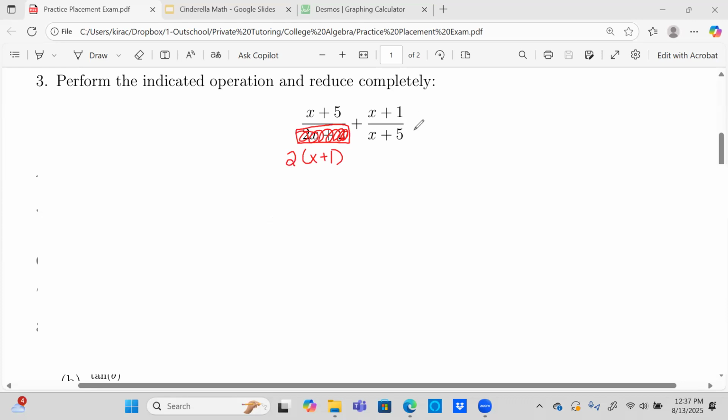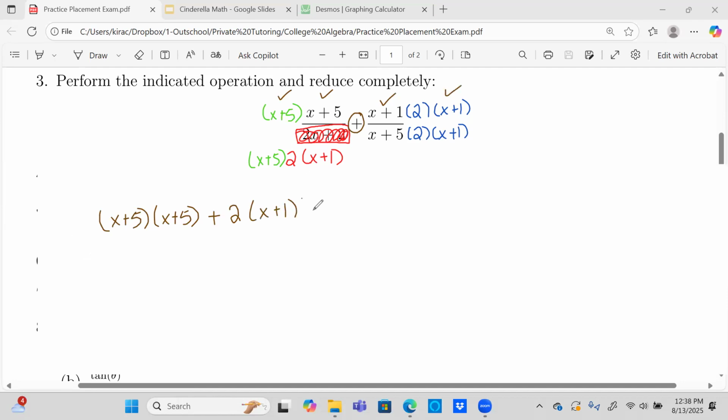Okay, now we're getting a common denominator. So this side needs a 2, and he needs an x plus 1. And you have to be fair and do it to the top. And the other side is missing an x plus 5. And you have to be fair and do it to the top. Okay, so now on the top, you have this with this. So you have x plus 5, another x plus 5, keep the addition, and then we have 2, and then this and this: x plus 1, x plus 1. All over, the common denominator is the 2 with an x plus 5 with an x plus 1.